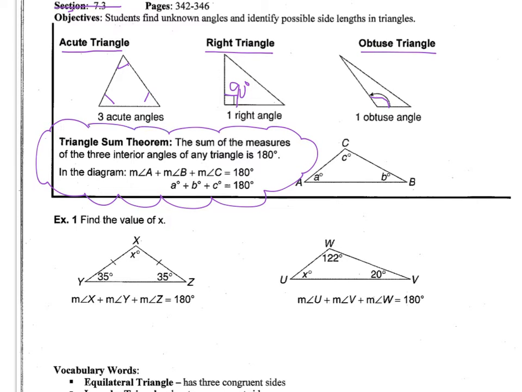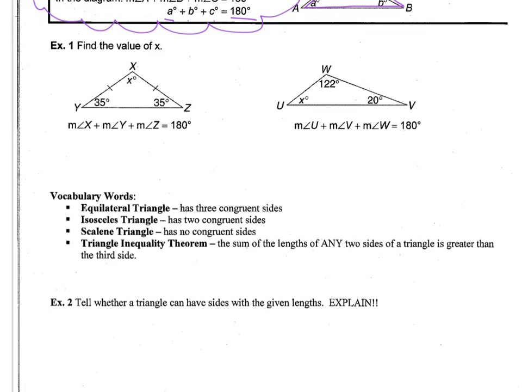Okay, so the triangle sum theorem is saying that if I have a triangle, any triangle, big or small, any shape, as long as it's a triangle, it's going to add up to 180 degrees. So A plus B plus C is 180 degrees. So let's put that into work.